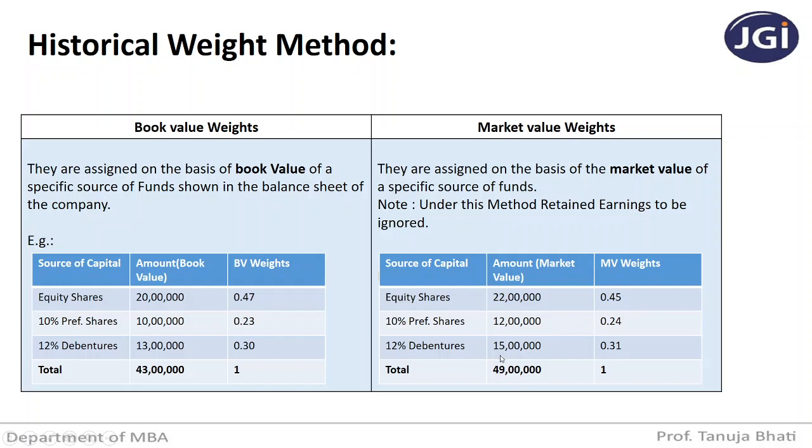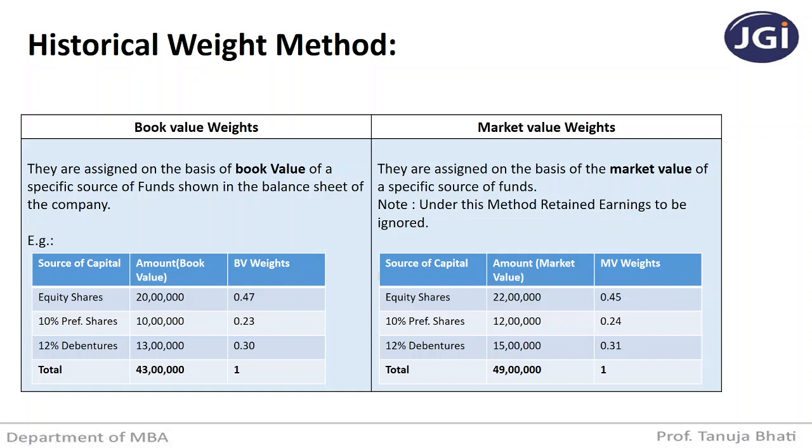15 lakhs divided by 49 lakhs. So it is 0.31 for debentures. So a very important thing that needs to be considered while calculating market value weights is that under this method, retained earnings are to be ignored. Why are we ignoring retained earnings under this method?